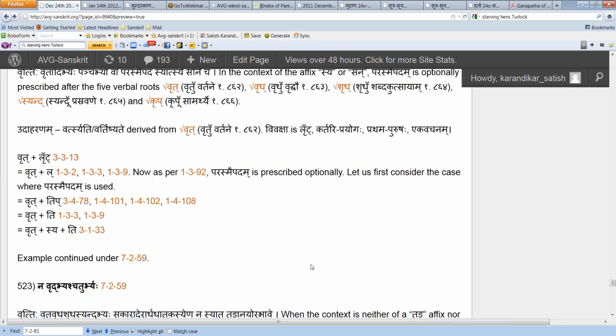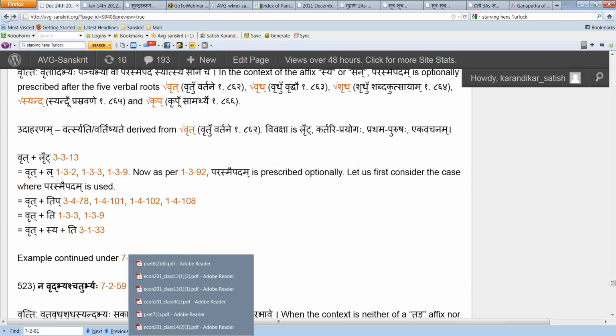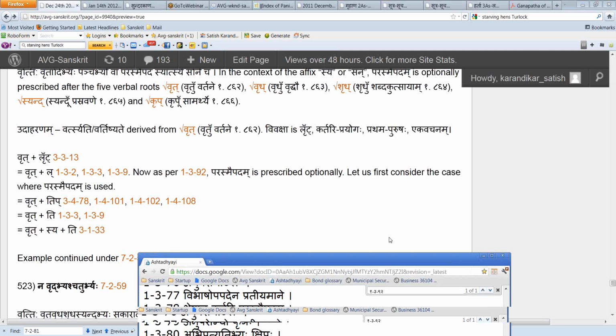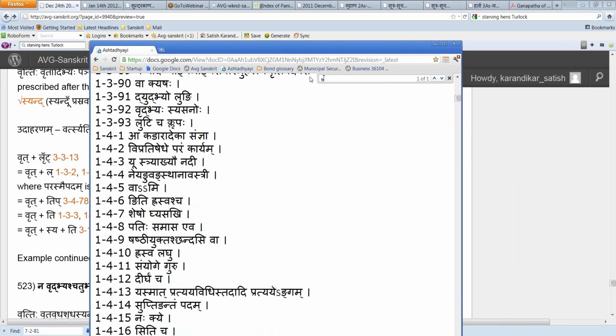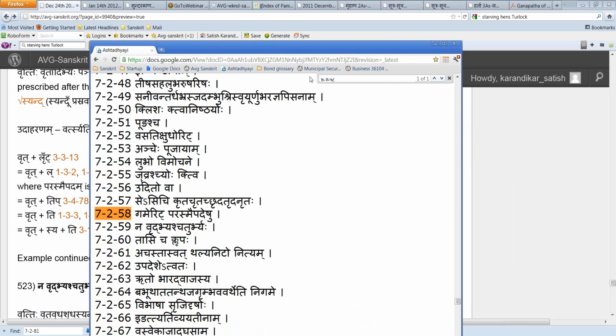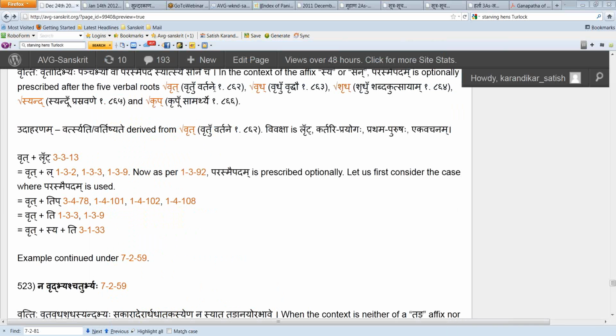Now we go to the idagama section. Remember, today we just learned the sutram 7-2-58. We just finished that: gamer it parasmaipadeshu. Anantaram sutram, the next sutram says na vridhyas chaturbhyaha. Only four dhatus now. Which are those four? Starting with vritu vartane, vridhu vridhav, shrudhu shabda kutsayam, and syandu prasravane. Not the last one, but just these four.